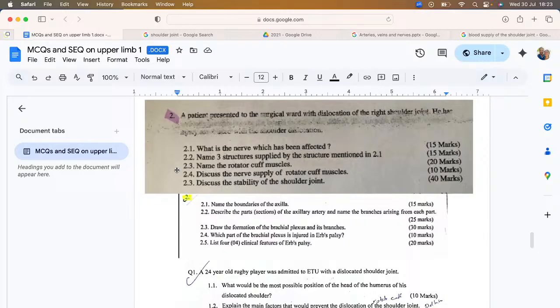Okay, so sometimes what you can also do in here, you can talk about the insertion and the origin of these muscles as well. Like the subscapularis, you can mention it comes from the subscapular fossa and it inserts into the lesser tubercle of the humerus. Likewise, you can talk about the origin and insertion of all the other muscles. They'll be expecting that. Every time you're talking about a muscle, origin, insertion, and innervation should be mentioned for you to gain full marks on that section.